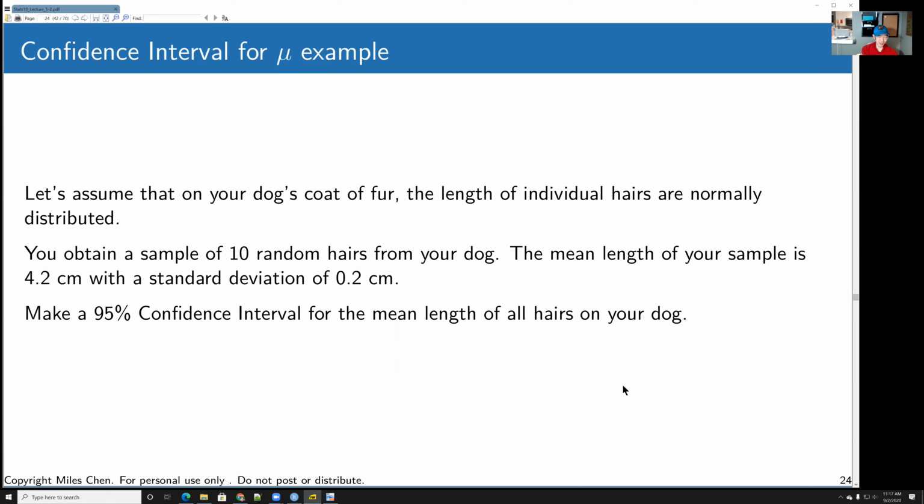And so we'll say we get a random sample of 10 hairs from the dog, okay? And you measure the length of each of these hairs.